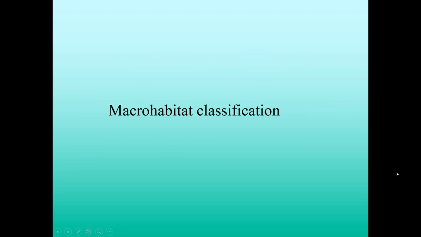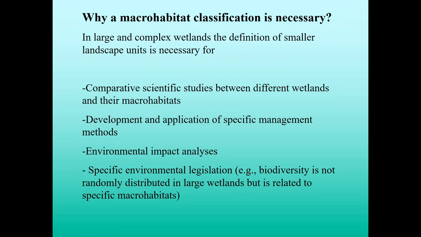Let's come to the macro habitat classification. Why is a macro habitat classification necessary? In large and complex wetlands, the definition of smaller landscape units is necessary for comparative scientific studies between different wetlands and their macro habitats, to develop and apply specific management methods for environmental impact analysis and specific environmental legislation. For instance, biodiversity is not randomly distributed in large wetlands, but is related to specific macro habitats.